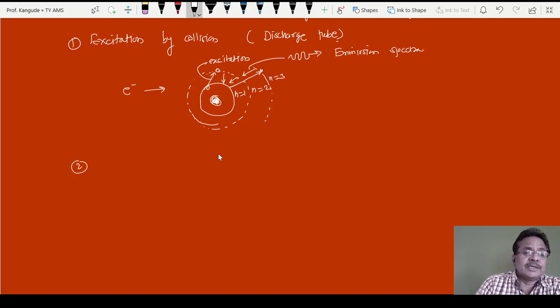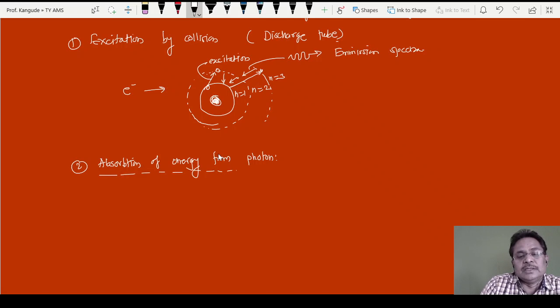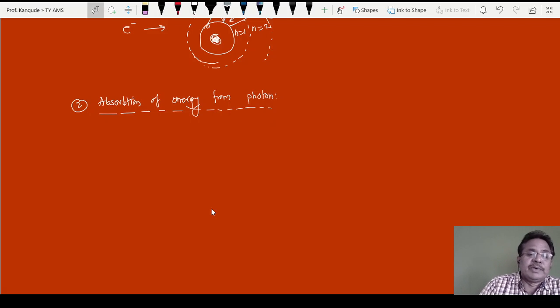And the second important way is absorption of energy from a photon. In this case, the incident photon should have exactly the same energy as the energy difference between the first and second orbit. Again, pictorially we can draw here. This is the nucleus, this is my first or ground state, n equal to 1, and the energy of this is given by E1.